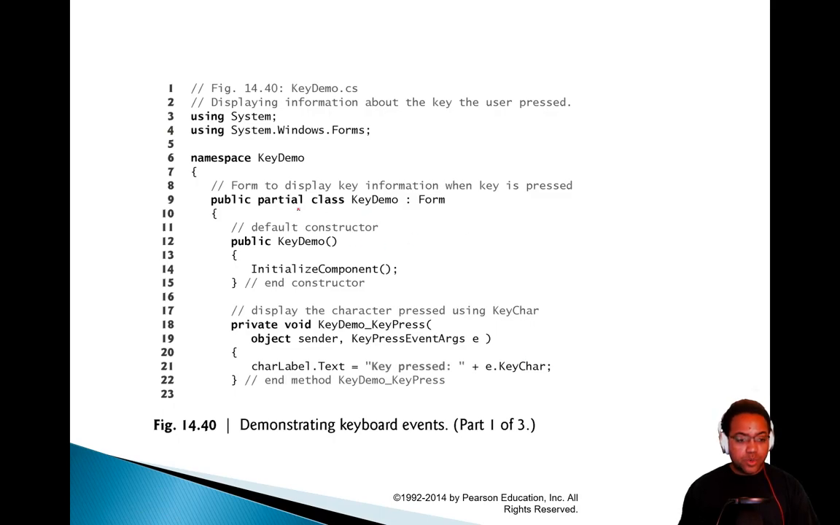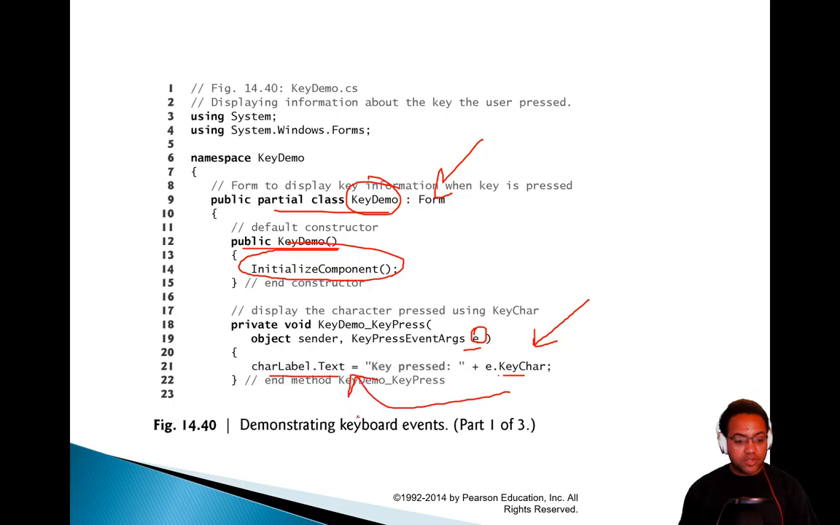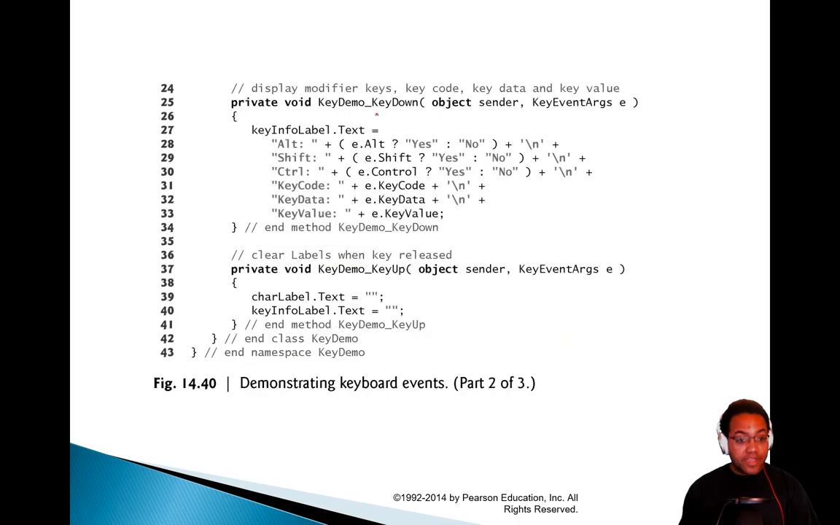Let's talk about it. So we have the partial class KeyDemo that's being inherited from the Form class. We then have the constructor KeyDemo being initialized, so the form's initialized. And then we have the KeyDemo KeyPress method. Basically what we're saying is, we want the event, so whatever key was pressed, I want that character to be added to the label that I have in my form.